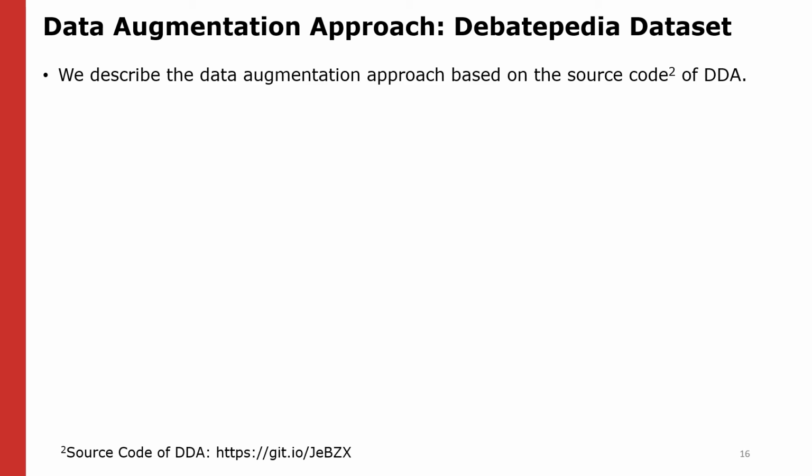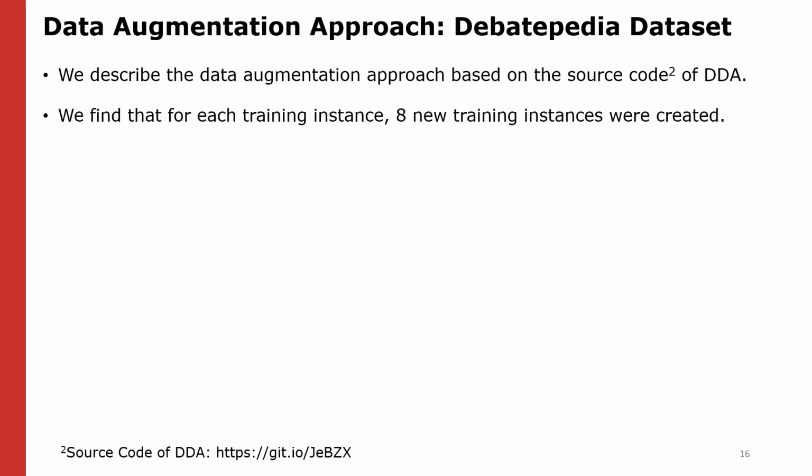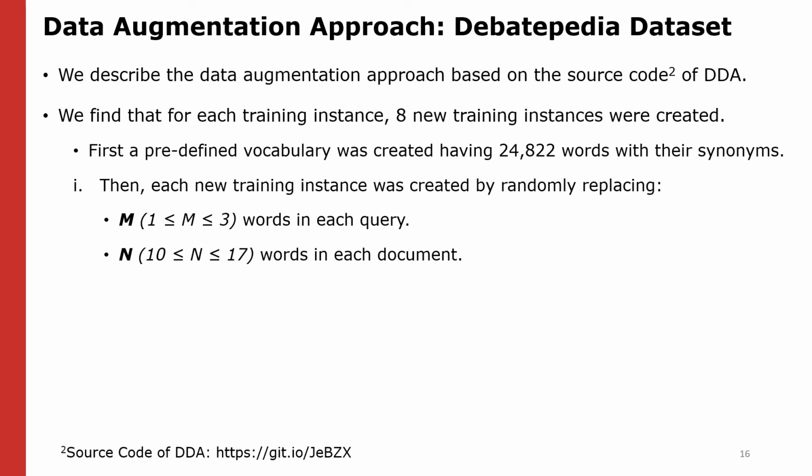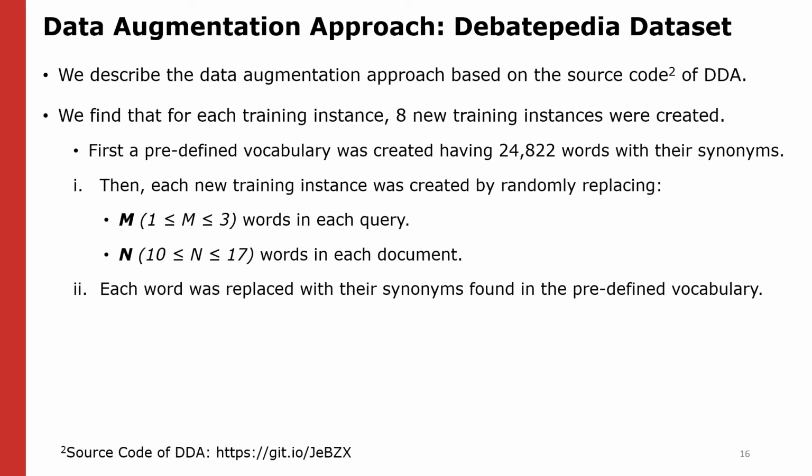Now we describe the data augmentation approach of Debatepedia based on the source code of the DDM model, which was not mentioned in the original paper. For data augmentation, we find that for each training instance, 8 new instances were created. At first, a predefined vocabulary of around 24,000 words was created with their synonyms. Then for each training instance, M words in the query and N words in the document were randomly selected, which were replaced by their synonyms found in the predefined vocabulary.